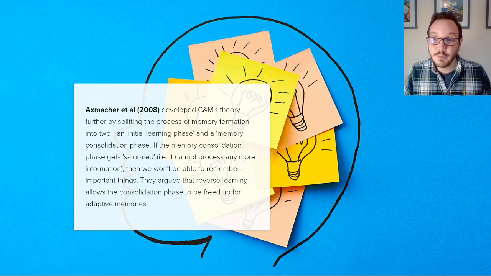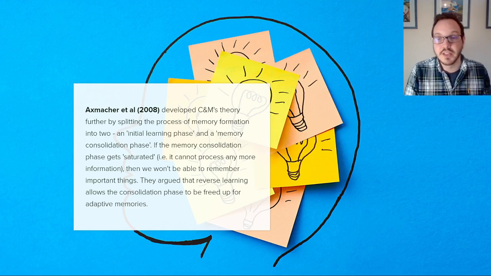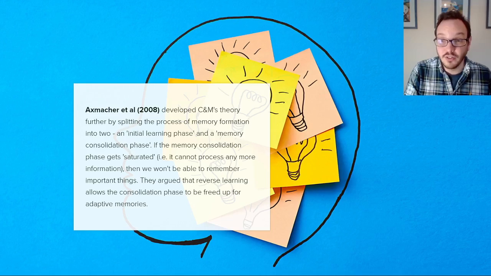Well, they said that reverse learning basically frees up that consolidation phase, and it means that we can consolidate only the adaptive memories and not the parasitic memories that, frankly, we just don't need.